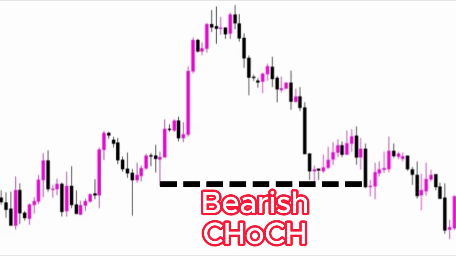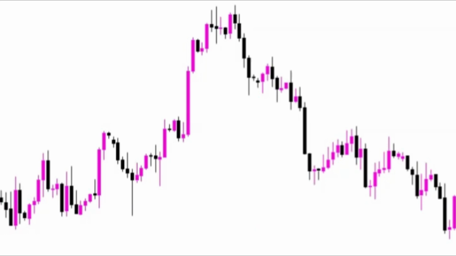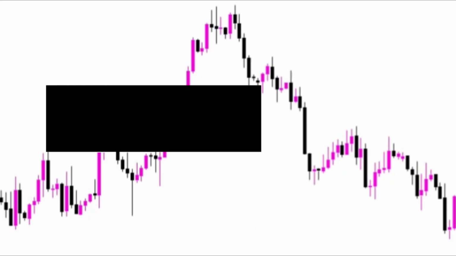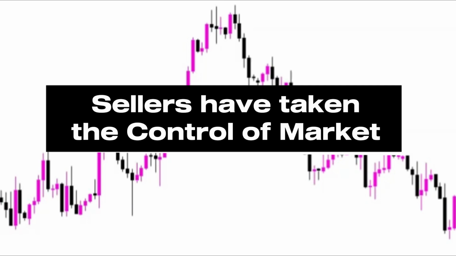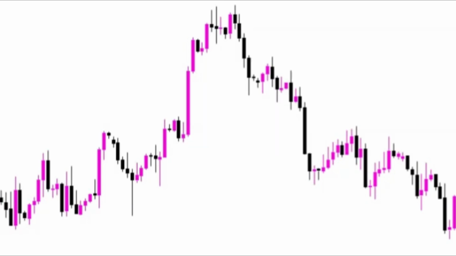The bearish market structure shift indicates that the sellers have entered into the market and the market may reverse very soon. But we cannot consider it a reversal only by seeing the market structure shift. In order to confirm that, we need other confirmations also, which we are going to learn in this video.